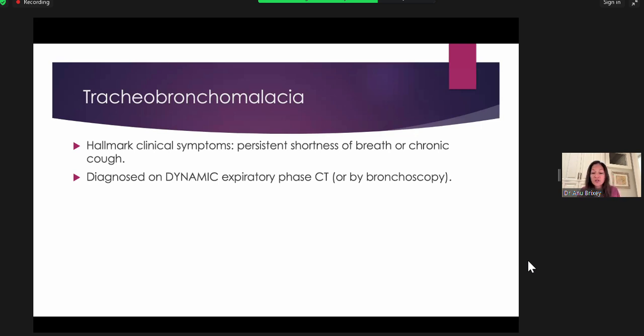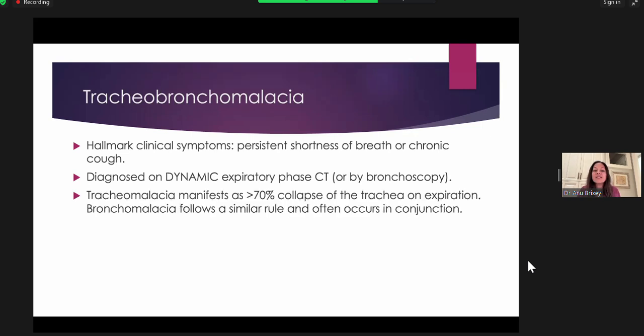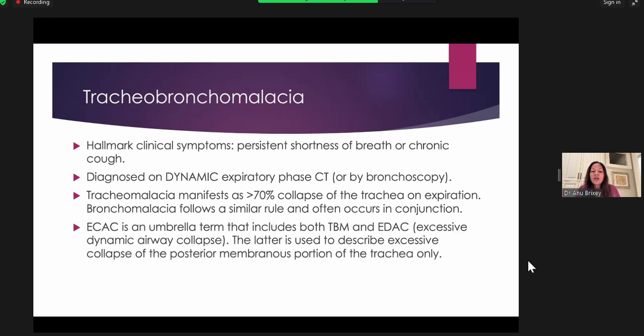And there's various forms of tracheobronchomalacia that I won't get into just because of time purposes. But essentially the key is that you have greater than 70% collapse of the trachea on expiration. And so again, I'm going to skip this part of it because these are getting into the more nitty gritty. The point I want to make is that you should consider tracheobronchomalacia in this setting and potentially recommend it to your clinicians if you have patients that have persistent shortness of breath or chronic cough and all of the CTs appear to be normal.